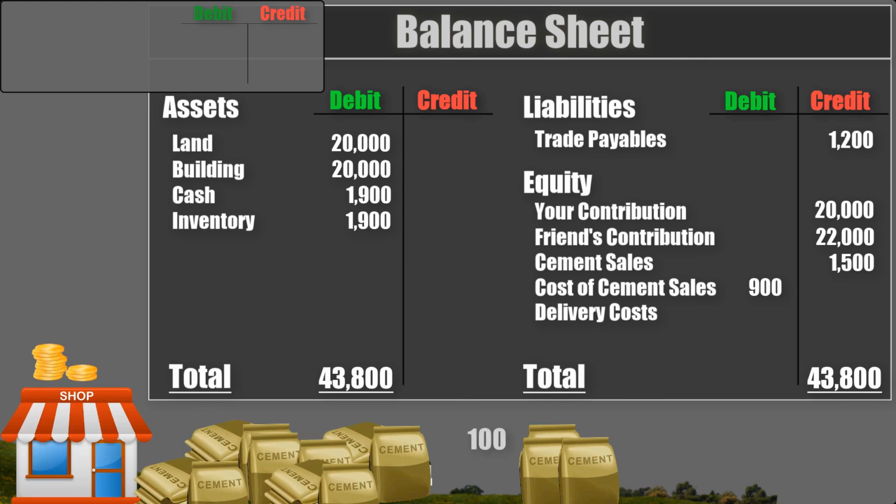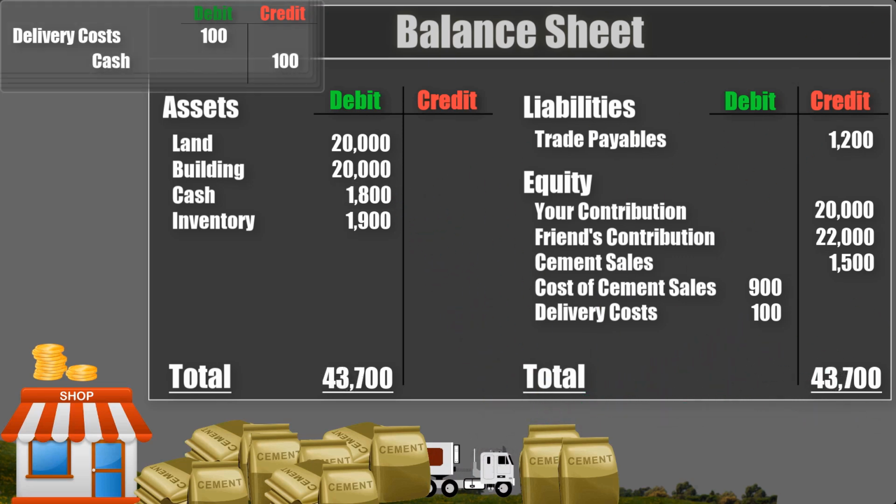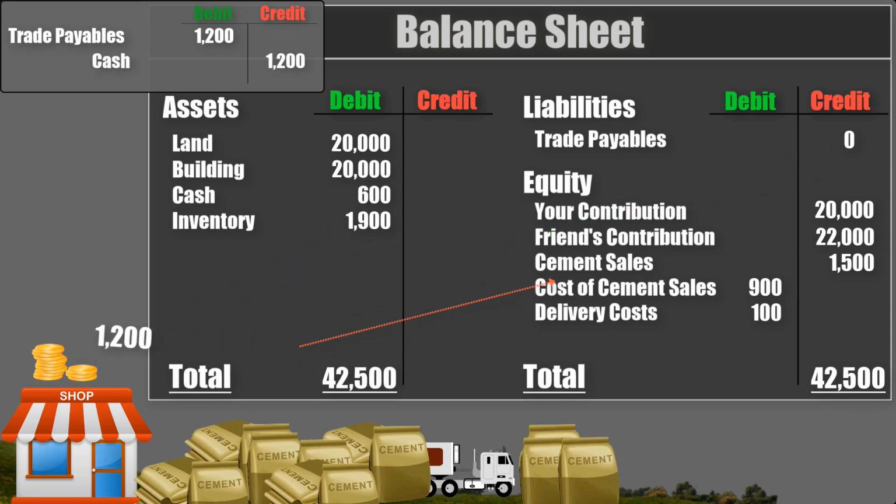You also paid 100 in cash for delivering the sale. So, we debit delivery expense and credit cash. Again, the way we are recording these transactions is referred to as journal entries. We add a couple of more transactions before we finalize. You pay your credit suppliers. The account is a liability. To decrease it, we debit the amount. You pay them in cash, so we credit the cash balance.